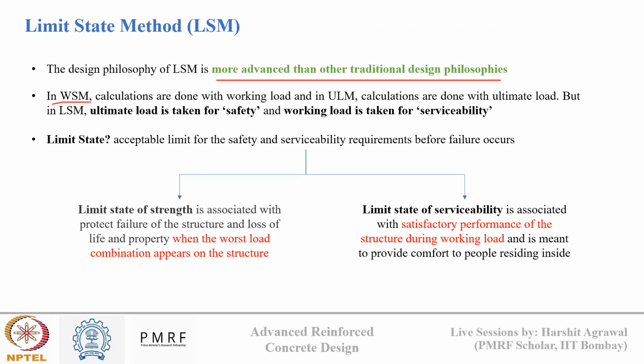In the working stress method, calculation was done based on working load. In the ultimate load method, calculation was done on ultimate load. But in the limit state method, we use ultimate load for safety and working load for serviceability. So we are taking both safety and serviceability into account. How? There are two parts of the limit state method: one part is known as limit state for safety, and one is known as limit state for serviceability.